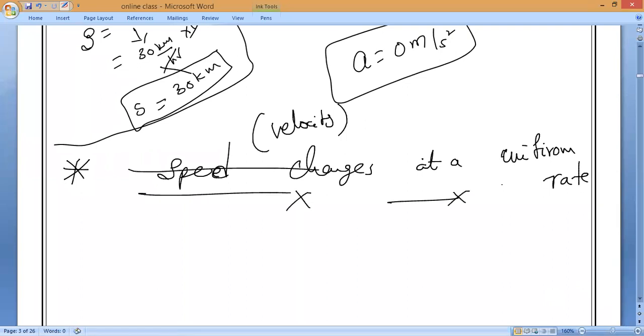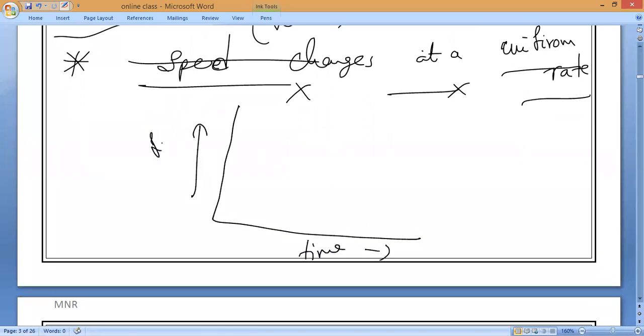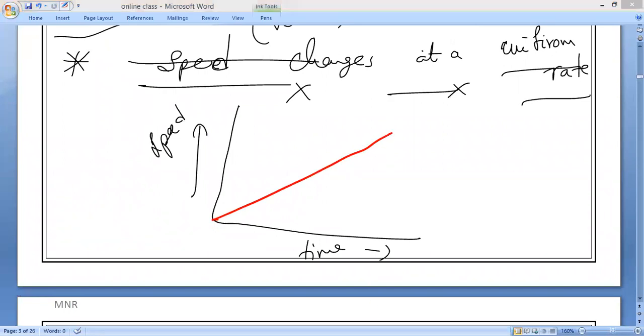So what will happen? The velocity is changing at a uniform rate, so be careful and tell me how the graph will be. A straight line. You understand? Yes, a linear graph. So this one is called uniform acceleration.